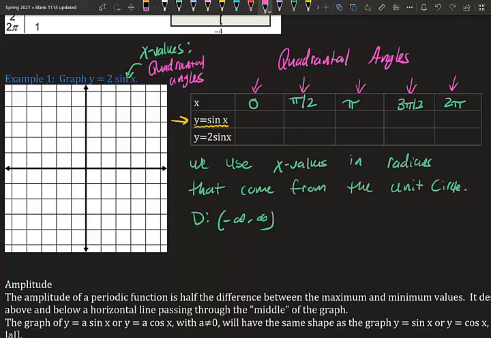When something is in front of x, we completely change what we do. We have to be careful with our x values. But when there's nothing in front of x, you just use these x values of 0, pi over 2, pi, 3 pi over 2, and 2 pi. The range of y equals sine x is just -1 to 1. So when there's nothing in front of y equals sine x, your range is -1 to 1.